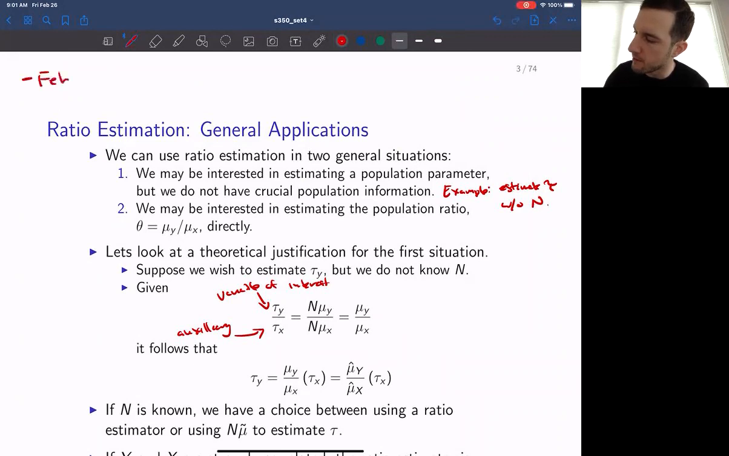And then again, just for reference, I think I forgot to do this on Wednesday. This is the 26th.